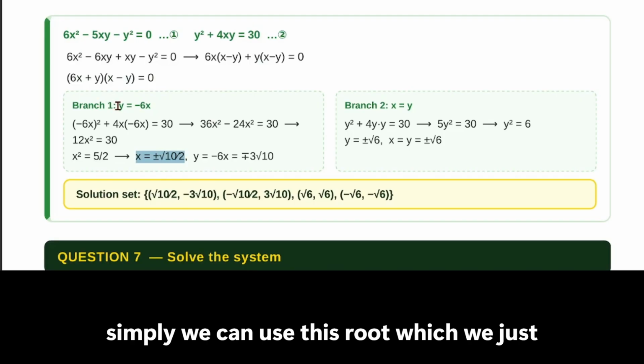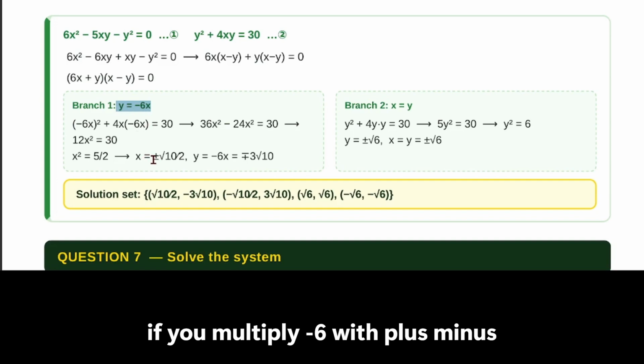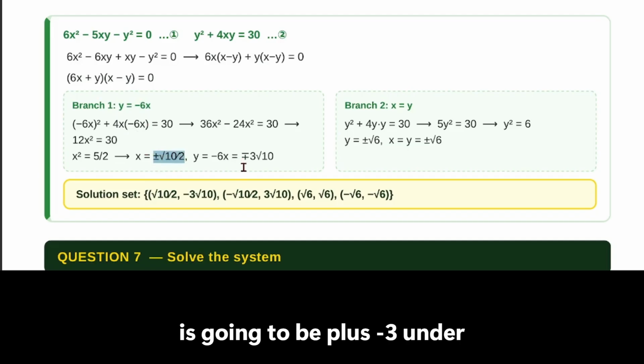Or simply we can use this root which we just found, y is equal to negative 6x. So if you multiply negative 6 with plus minus root 10 by 2, your answer is going to be plus minus 3 root 10.